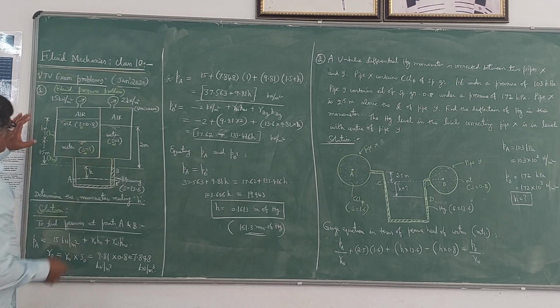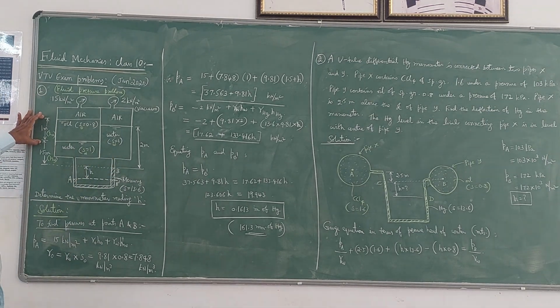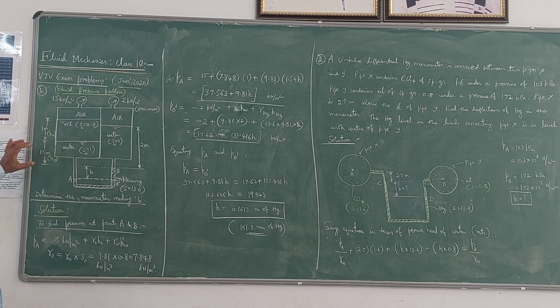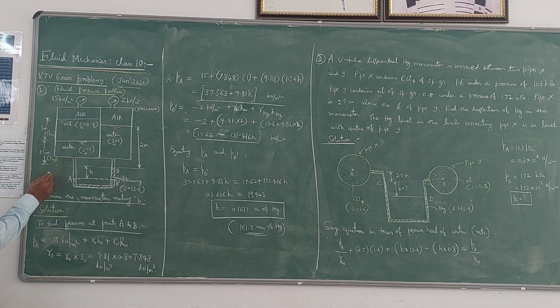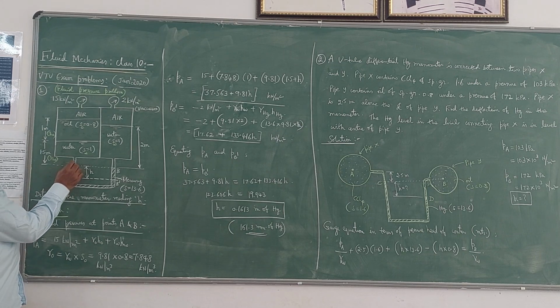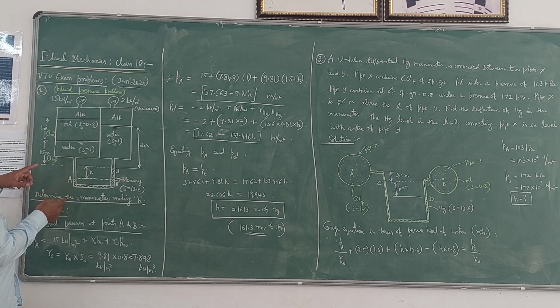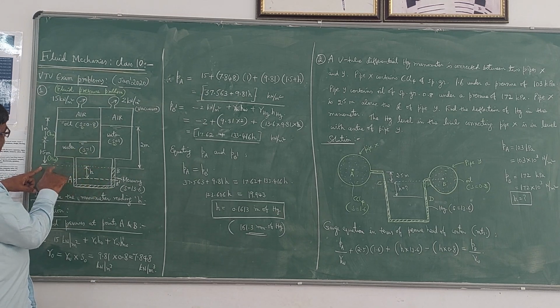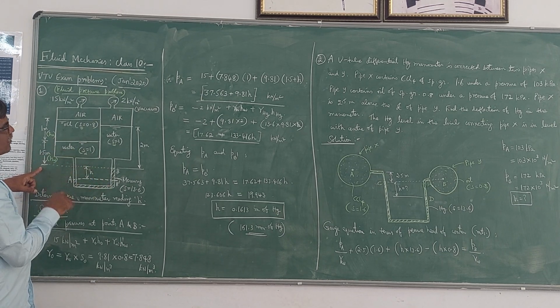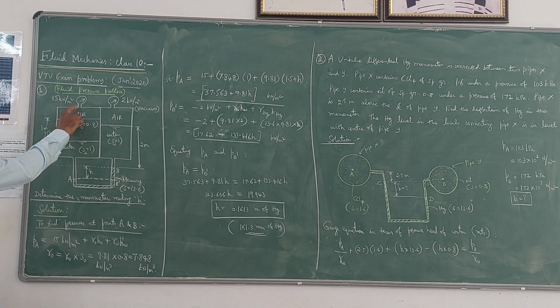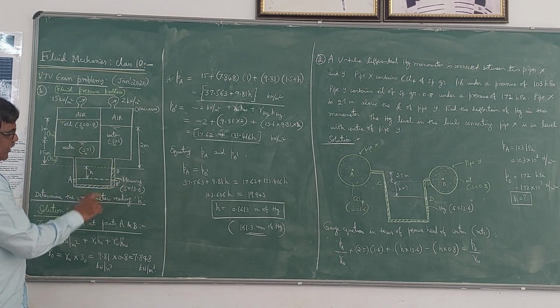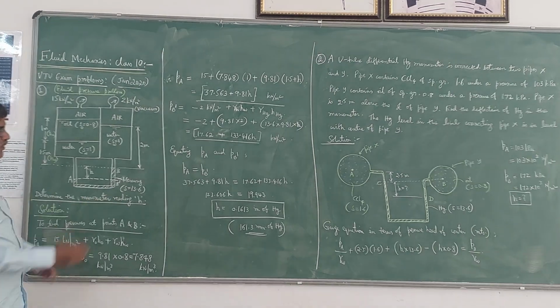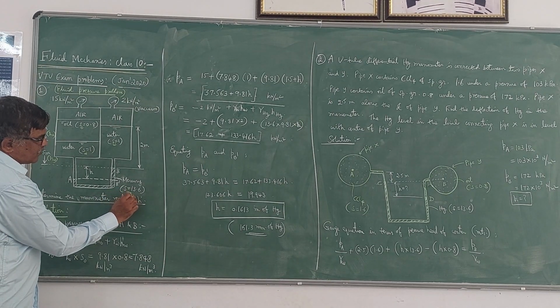In the first container, the oil lies for a depth of 1 meter, and the level of water, you see here, is given as 1.5 meter up to this level. Please understand the elevations here. And he has given mercury in the manometer, whose specific gravity is 13.6.